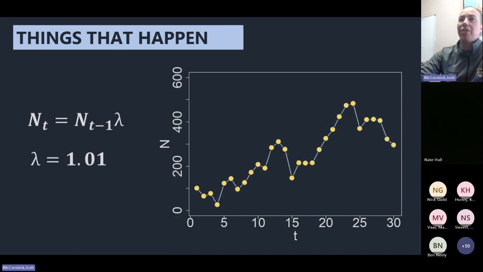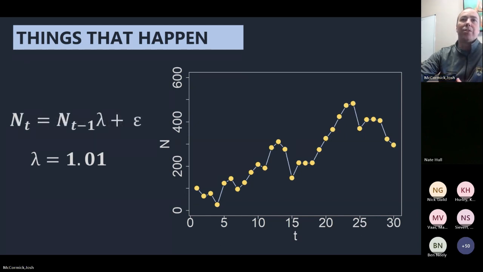But the reality of populations is they look like this. You don't actually have the population increase by 1%. Sometimes it can increase by more, sometimes it can increase by less, or it can decrease. So we have to add another parameter to our model, which is just the error term. This is going to be known as process error in a state-based model.